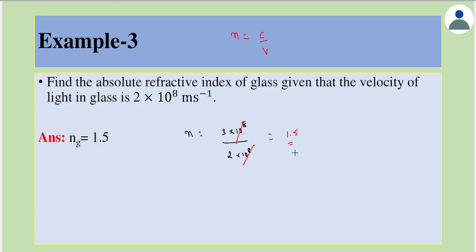A very simple numerical. Do remember the value of n for glass, which is 3 by 2 or 1.5, and n for water, which is 4 by 3, or 1.33. Remember these values because these are standard values, and a lot of numericals would be based on these mediums only.